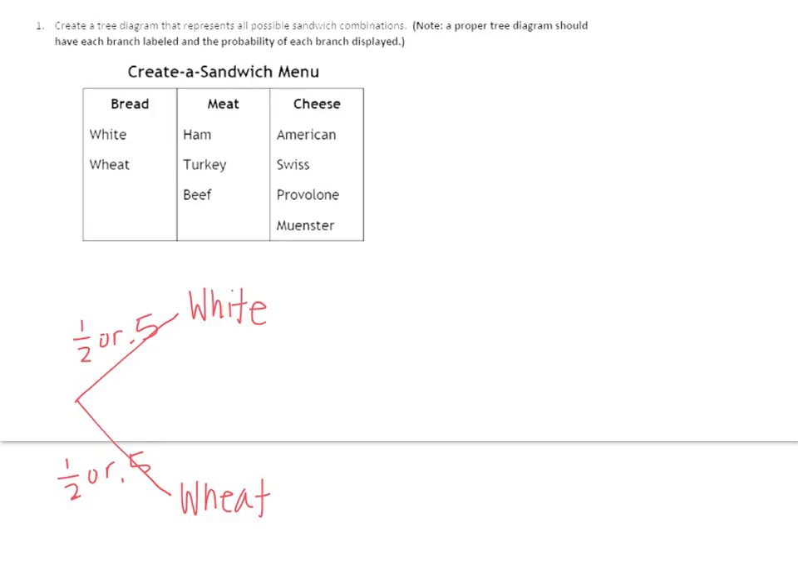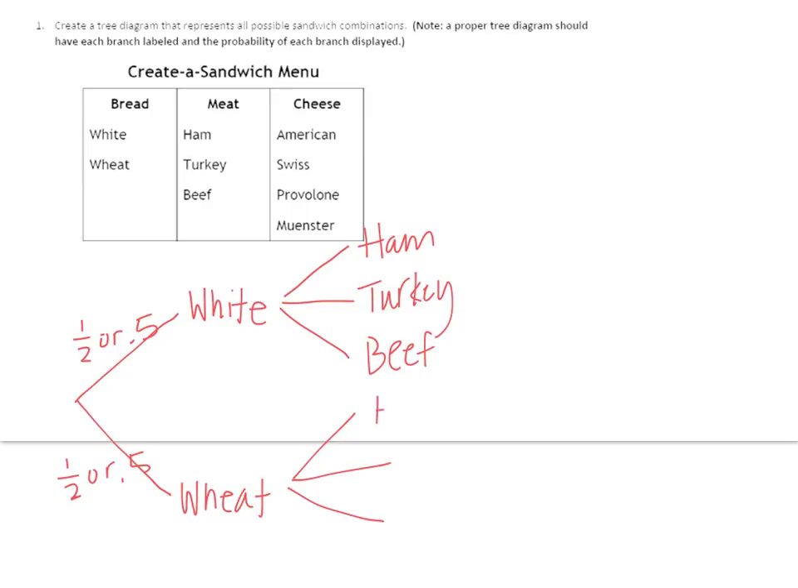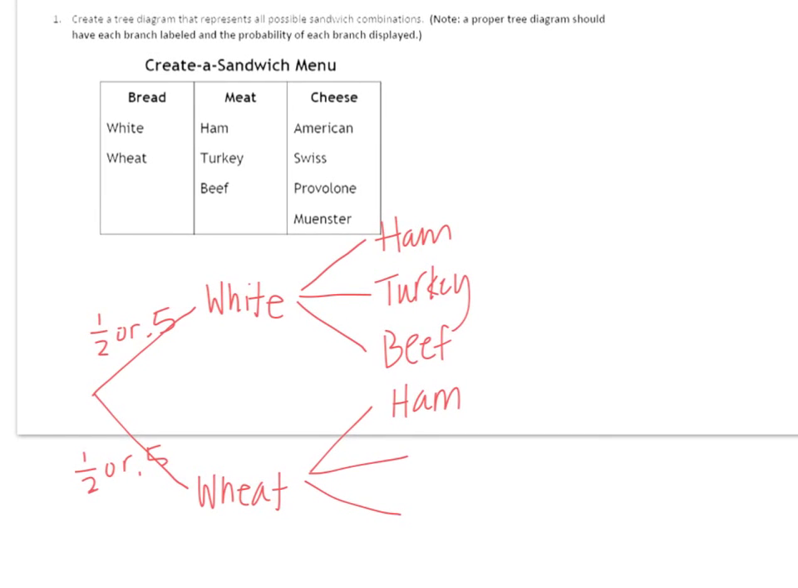Then we move on to our next set of branches, where we're trying to choose meat. With meat, there's 3 options. From each of the bread options, you're going to draw out 3 possible choices for meat: ham, turkey, and beef. And you do that for both the white and the wheat. Notice how I'm trying to line the bread up and the meat up. Some people take their branches different ways, but in the end, you want to be able to count how many outcomes you have, so try to make it as neat as possible. So ham, turkey, and beef.